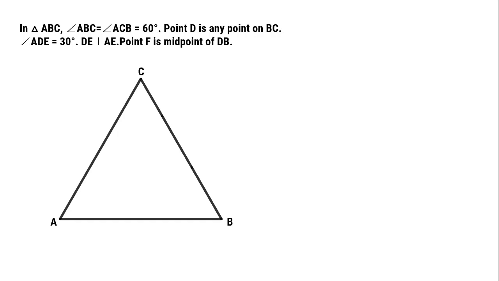In triangle ABC, angle ABC equals angle ACB equals 60 degrees. Point D is any point on BC. Angle ADE equals 30 degrees. DE is perpendicular to AE.